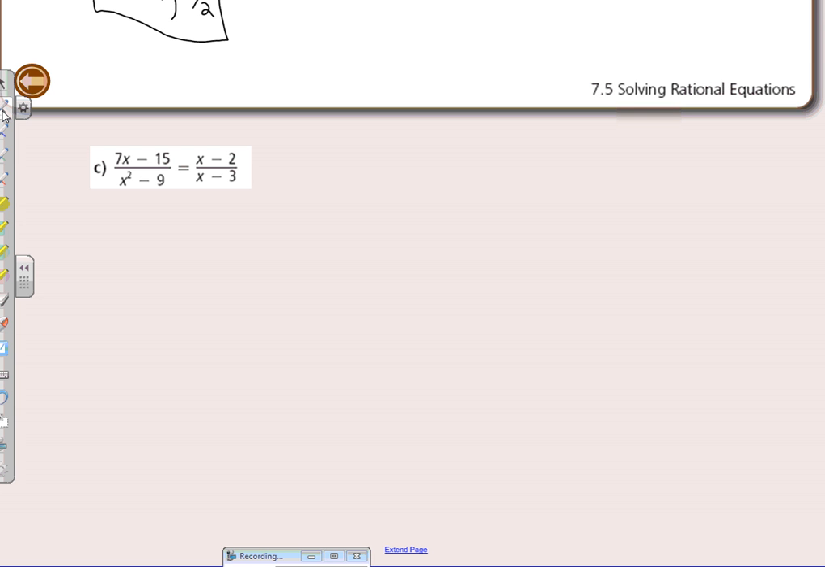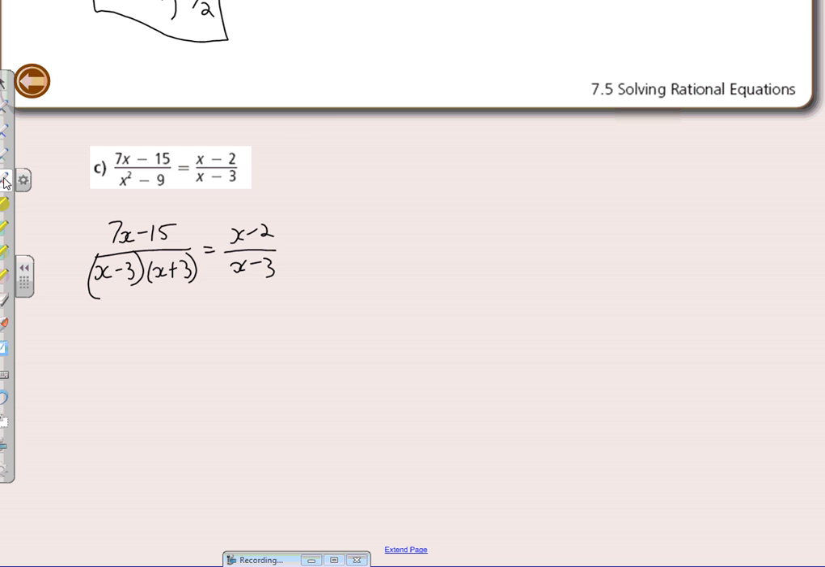First thing before you even start, factor. You can't factor the numerator. I can factor that one, so I'm going to get 7x minus 15 over (x minus 3)(x plus 3) equals x minus 2 over x minus 3. Okay, NPVs on those ones: x cannot equal plus and minus 3.